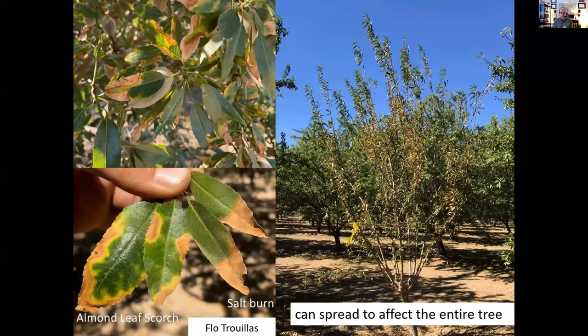Flo Trujillo has this great photo example that he tweeted out a few years ago, with salt burn showing not much of a yellow margin versus a significant yellow margin with almond leaf scorch. But I remember when Flo tweeted that out, David Dahl chimed right back and said, well, it's not always that clear. Salt burn can have that yellow margin. So it can be really tricky to diagnose out in the field with these symptoms alone.